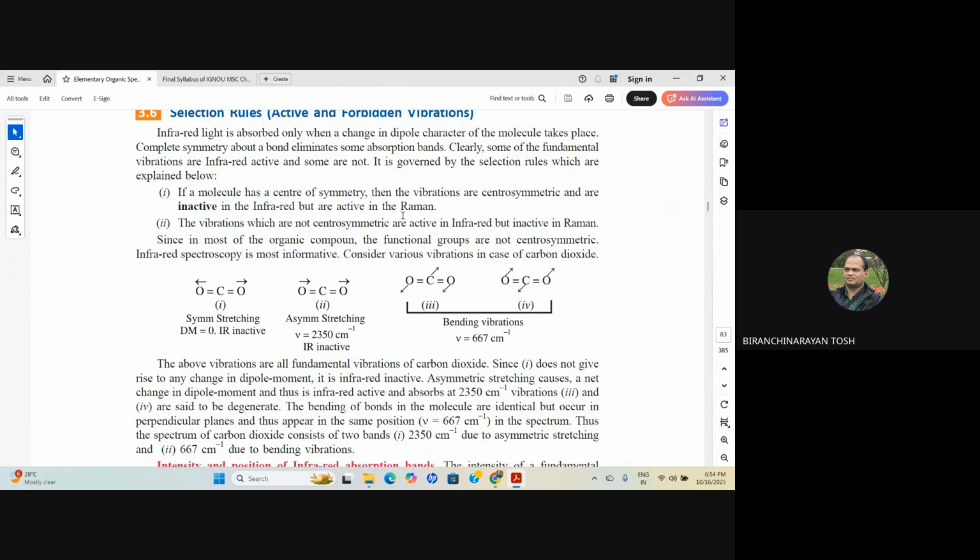Okay, we don't have Raman spectra, so you just have to remember that which is infrared inactive will be Raman active. Raman active means it will absorb in the infrared region, but it will not give the IR spectra, it will give the Raman spectra.